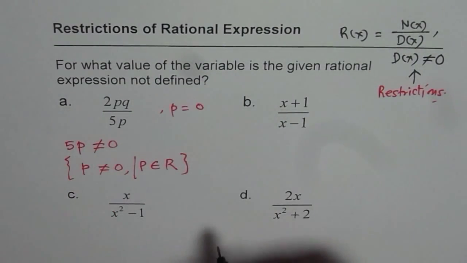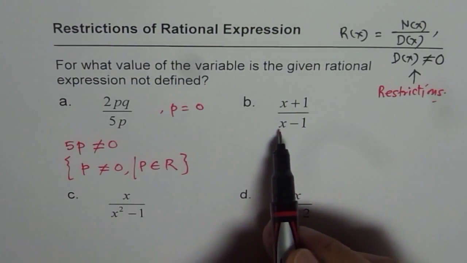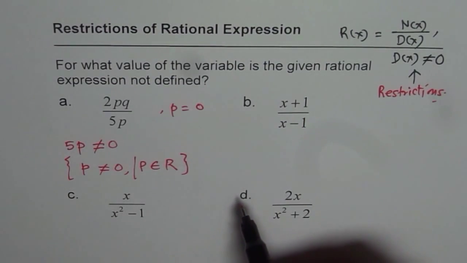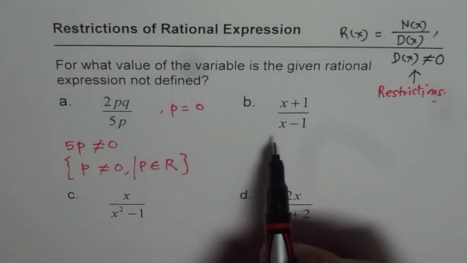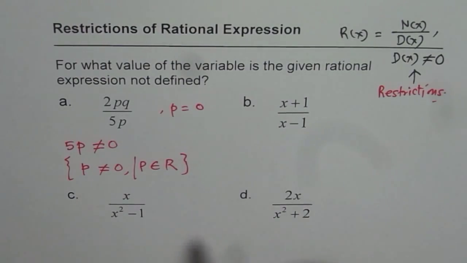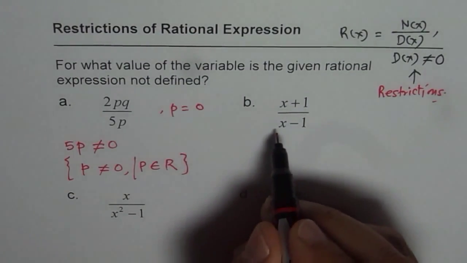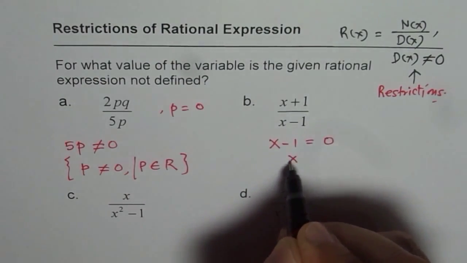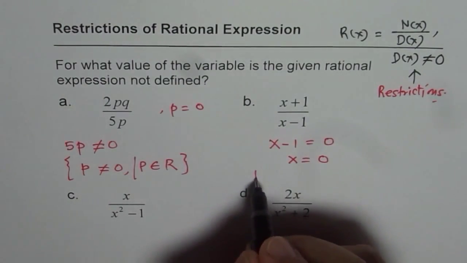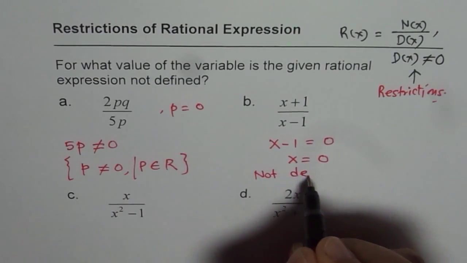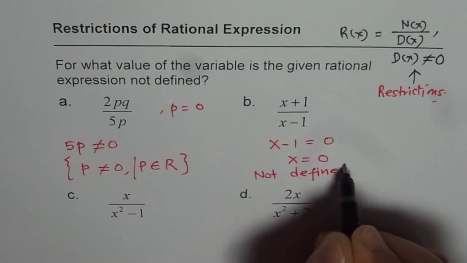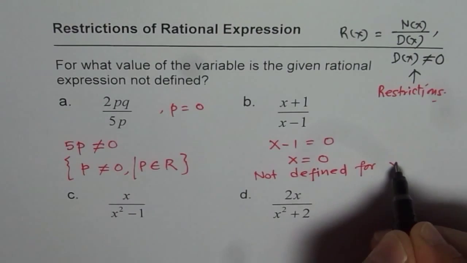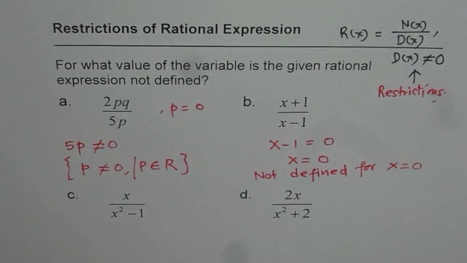Now in this case we have x plus 1 divided by x minus 1. So how do you find the value of the variable for which this rational expression is not defined? Equate the denominator to 0. So we say x minus 1 equals 0. That means x equals 1. So it is not defined for x equals 1. So that is what you have to do.